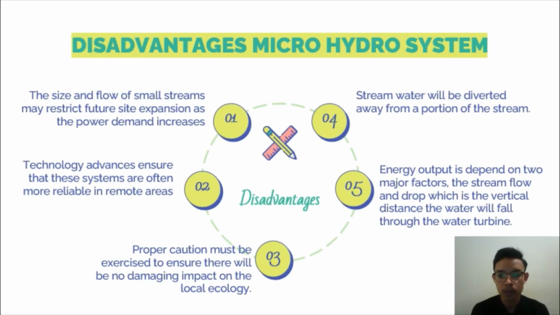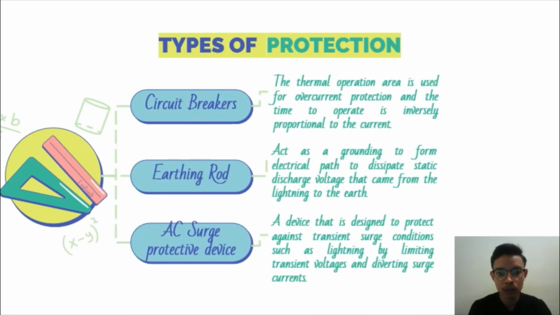Fourth, stream water will be delivered away from a portion of the stream. And last, energy output depends on two major factors: the stream flow and drop, which is the vertical distance the water will fall through the water turbine. And now we move to the next slide, which is types of protection.